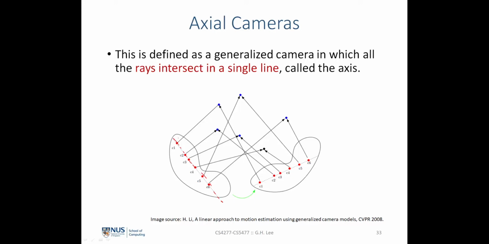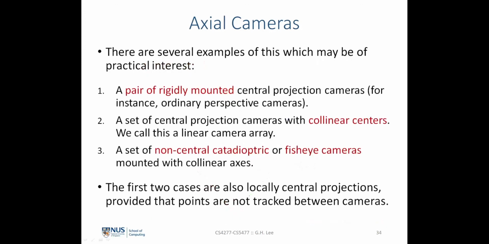One example here would be, suppose that this is the rigid body or a rigid rig that contains the multi-camera system setup. All the individual cameras are going to be mounted along a particular axis over here. This particular line over here is what we call the axis. And there are several examples where this could be of practical interest.